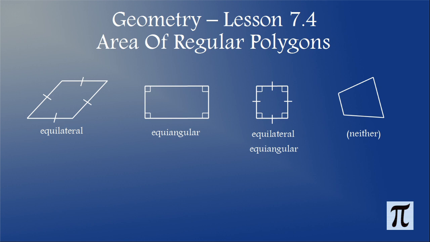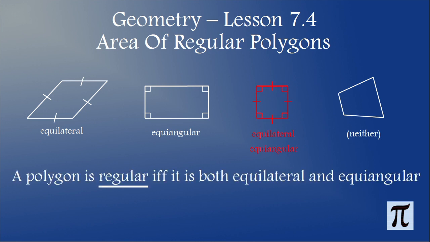The third example is a square. It is both equilateral and equiangular. In the fourth example, it is neither equiangular or equilateral. It's just a shape. A polygon is considered regular if and only if it is both equilateral and equiangular. So this square is a regular polygon.